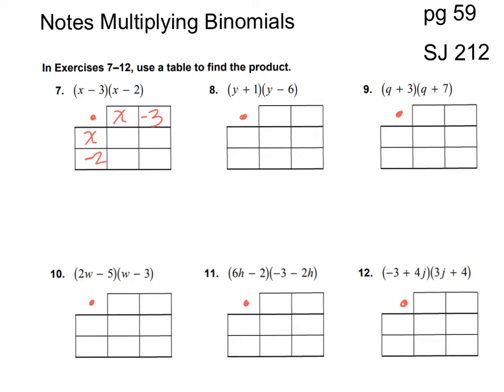So again, I'll go through it one more time with just my little pointer device. x times x, the answer goes here. Negative 3 times x, the answer goes here. x times negative 2, the answer goes here. Negative 3 times negative 2, the answer goes here.